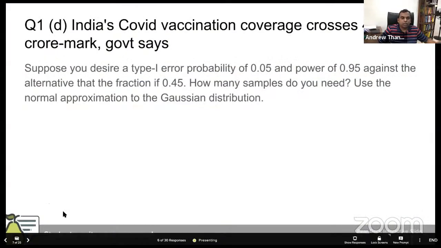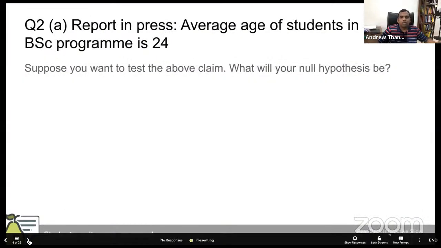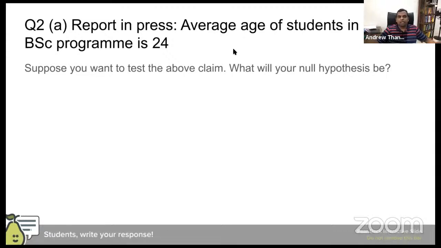Let's go to the next question. Okay, so the next question is, we see a press report which claims the average age of students in IITM's BSc program is 24. So this is some news report that you're reading, and maybe one of us talks about the average age of students being 24. And you want to test this.